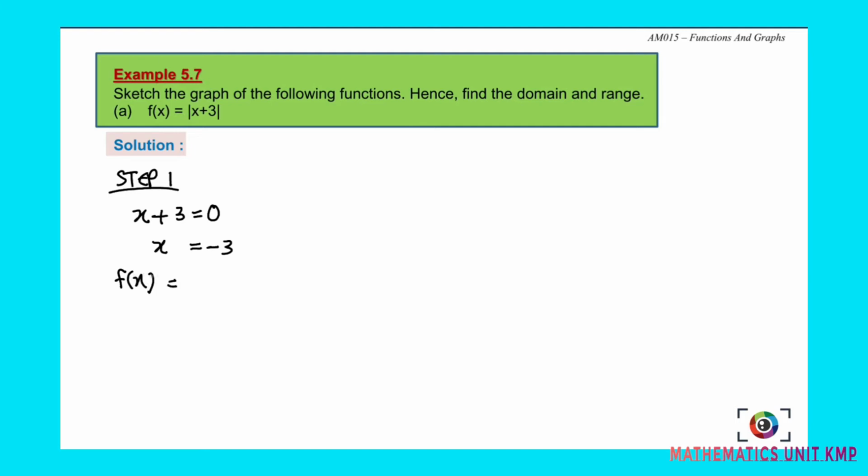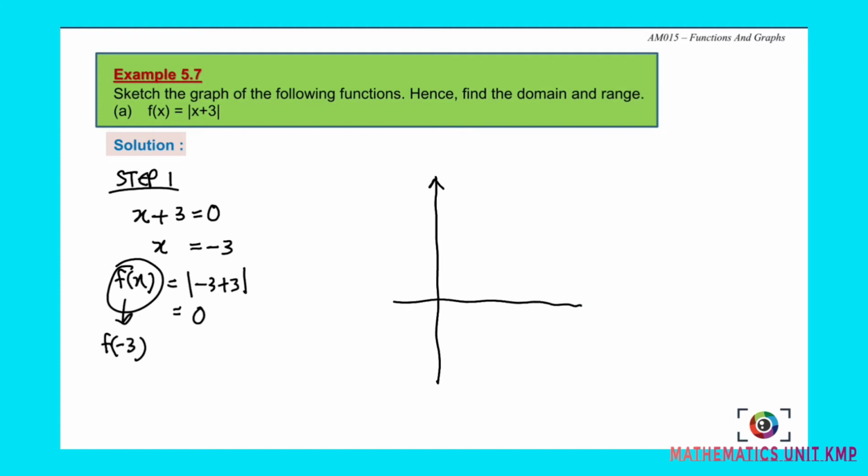So f(negative 3) equals negative 3 plus 3, which is 0. Here is for f(negative 3). Right, jadi koordinat untuk bucu atau vertex for this function is (negative 3, 0). Jadi you boleh dah sketch terus untuk ke step 2. Okay, here negative 3 is around here and then 0 is around here.